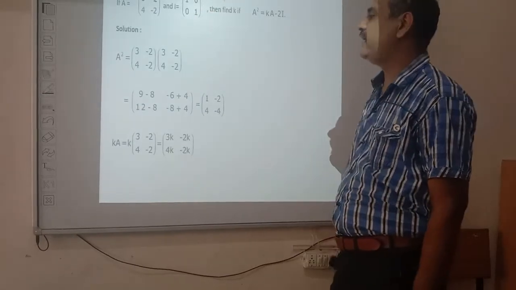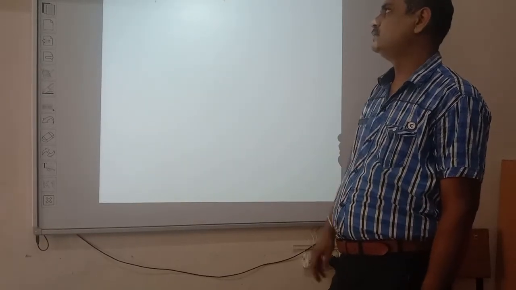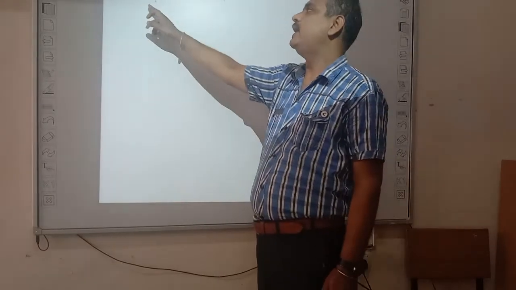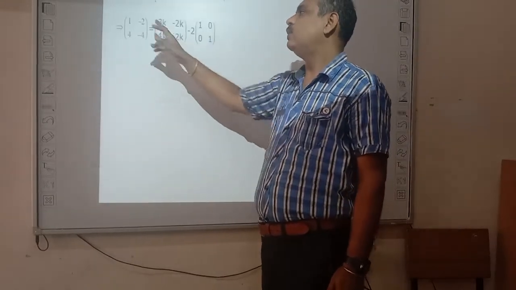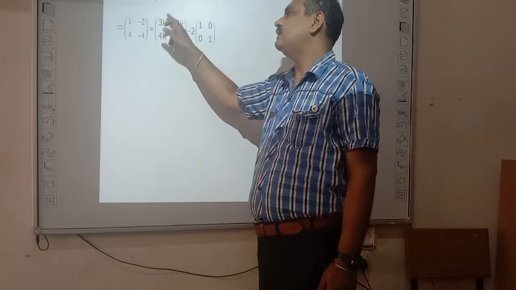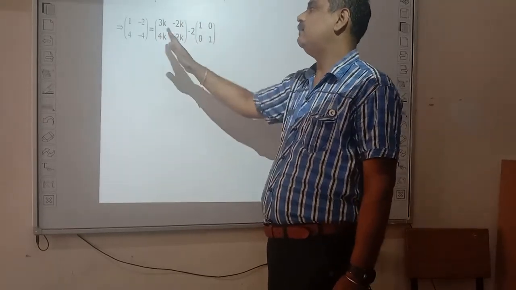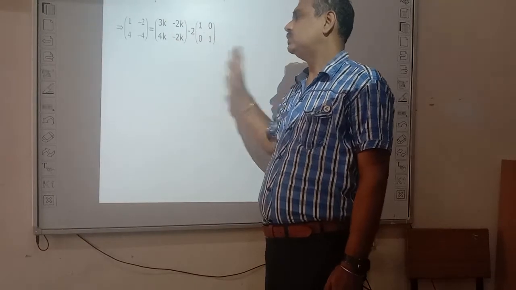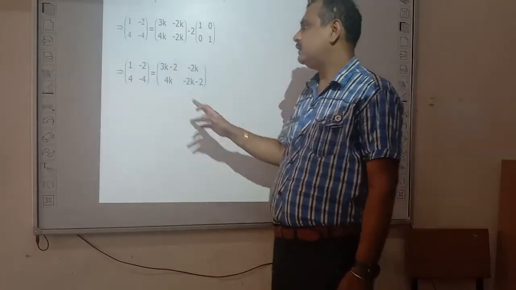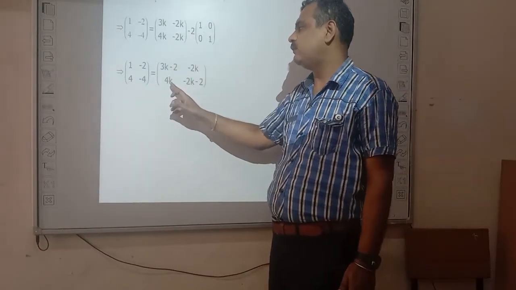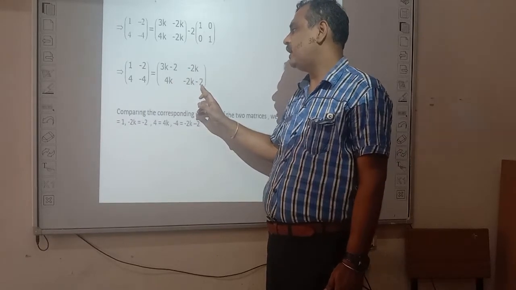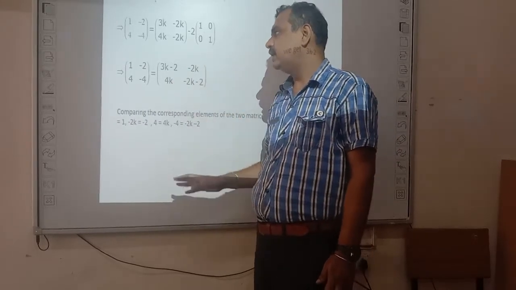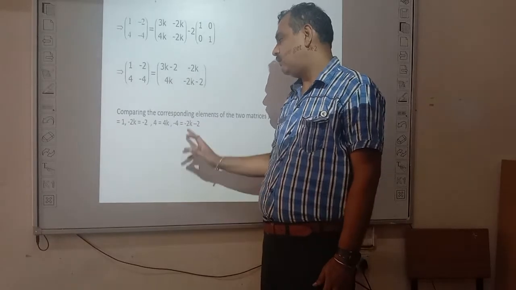Move to the next slide. A square equals kA minus 2I. Put its value. This is the value of A square. This is kA and 2I. Solve it: 1, 3k minus 2. So you got 3k minus 2, minus 2k, 4k, 2k minus 2. Compare these. Then you will get the value of k.